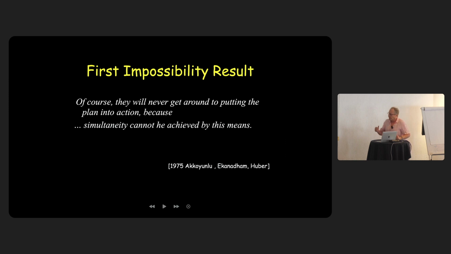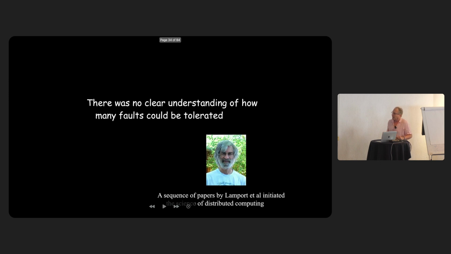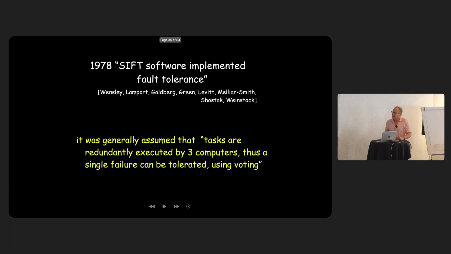And so this is a nice example that really motivated people to see what exactly we can do and cannot do in a fault-tolerant way. And of course, a sequence of papers by Lamport and others were motivated by exactly this situation, that there was no clear understanding of the systems that were being built, how many failures could be tolerated, and so on.